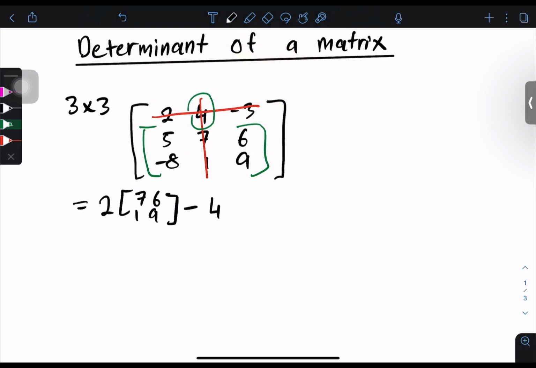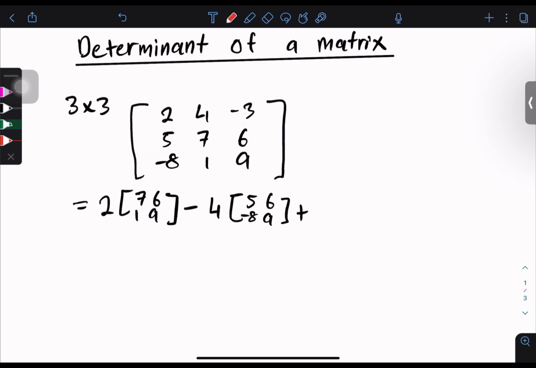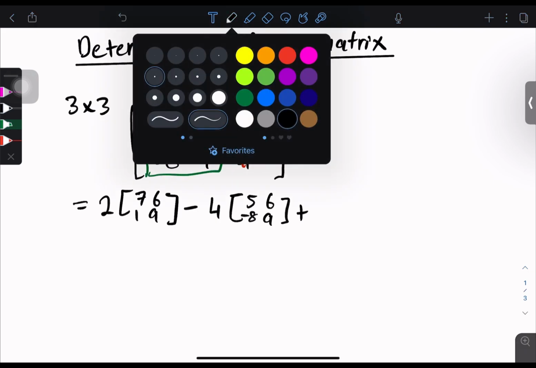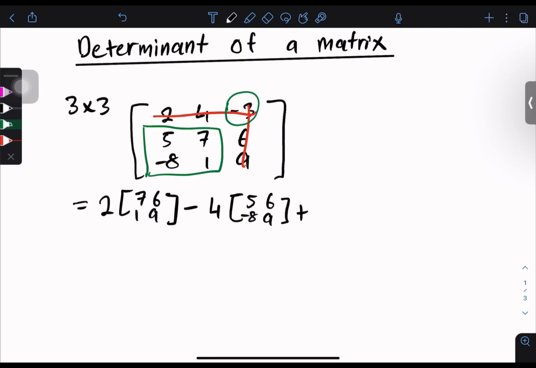Write it as minus 4 times 5 6 negative 8 9, plus. Apply the third step, which is to eliminate the first row and the third column. Take this 2 by 2 matrix and take negative 3, and we can write it as negative 3 times 5 7 negative 8 1.